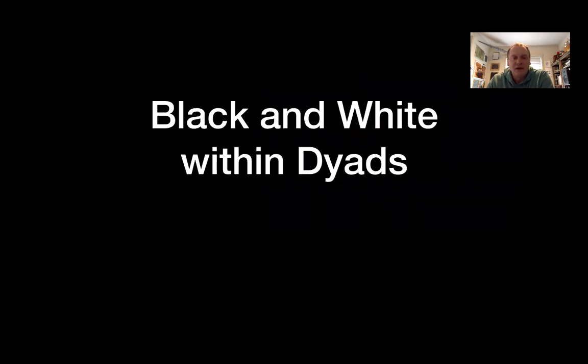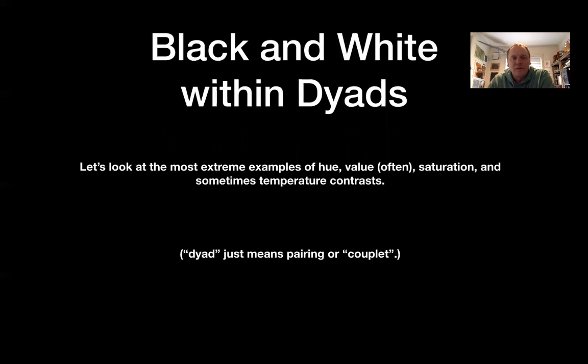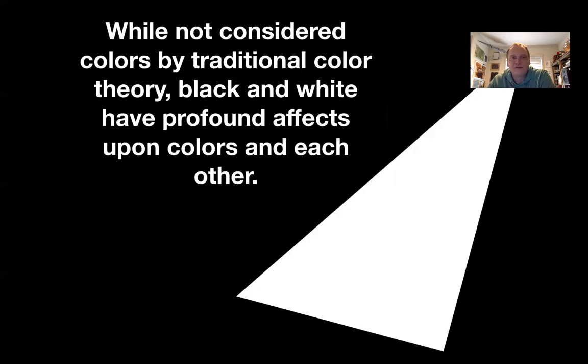So I want to look at the contrast of value a little more in depth. We did a project on the grayscale, but I want to look at what black and white do to colors. And we'll look at some extreme examples, therefore, of hue and value and saturation, and sometimes temperature when we've got black and white involved with color. And dyad just means a pairing or a coupling, or we can call it a couplet too. So that just means 2 colors next to each other.